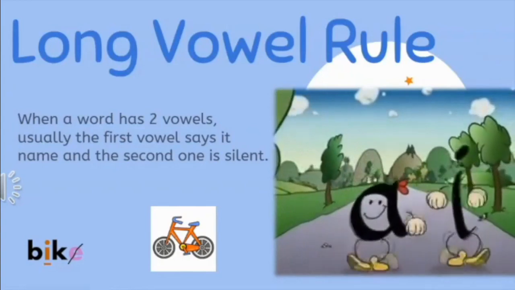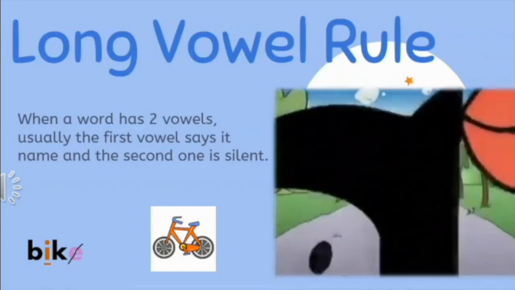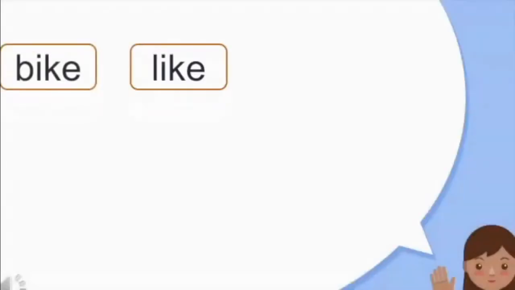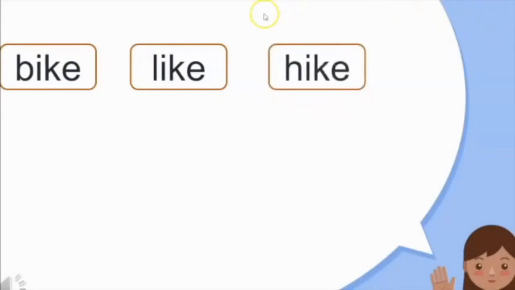Yes, when two vowels walk, the first one says its name. Bike, like, hike. Can you read these words along with me? Bike, like, hike. Boys and girls, how are these words the same? Yes, they are rhyming words, and they all have the long vowel I.